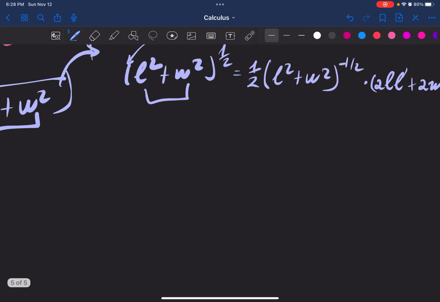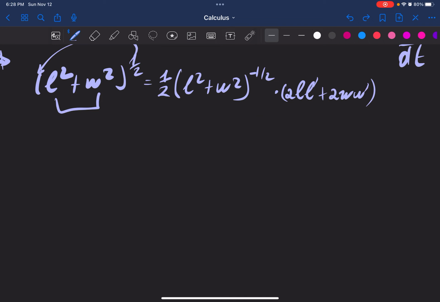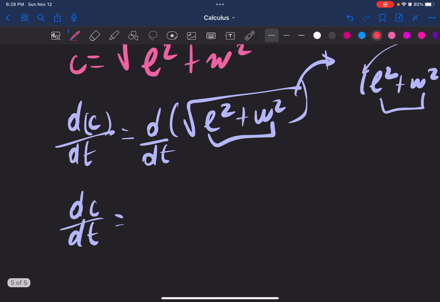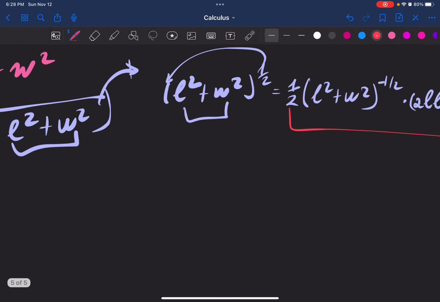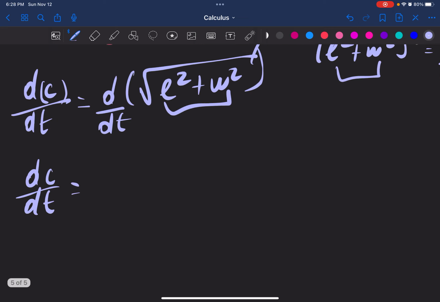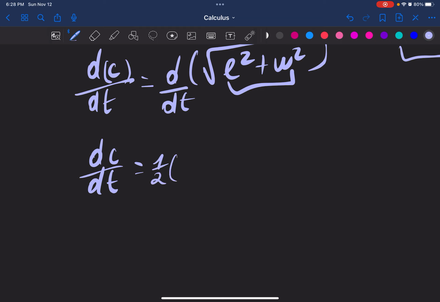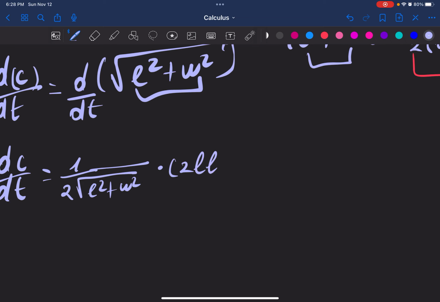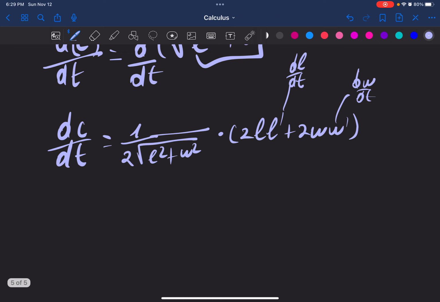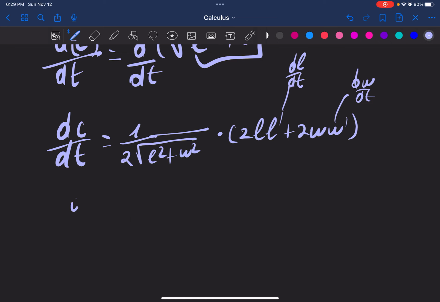So what happens next? I have this whole thing that looks like a mess. This whole thing would give me this. So what I end up having is this giant, long, and perhaps confusing equation, which I'm just going to rewrite like this: 1/2 square root of L squared plus W squared, multiplied by 2 L prime plus 2 W prime. This is the same as dW/dt, and this is the same as dL/dt, for those of you who like to use that notation. So this is long, but we're almost there. So dC over dt is equal to this whole thing.